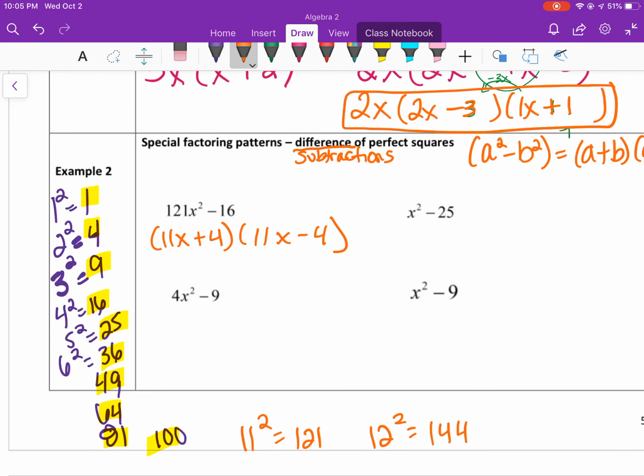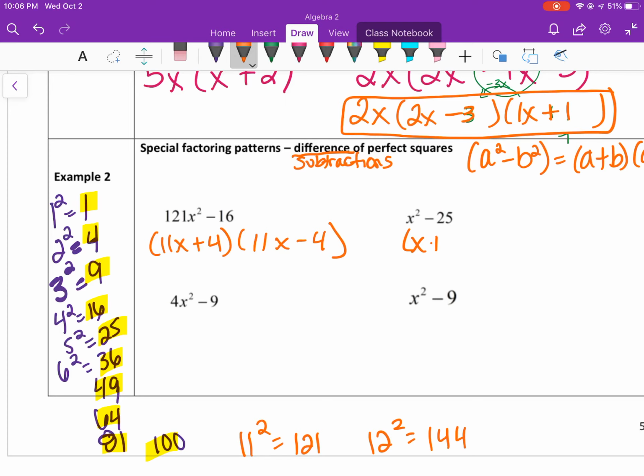Over here, x squared minus 25, this one will factor to x plus 5 and x minus 5, since 5 times 5 is 25. So you can always test that by multiplying it back out. Like x squared, you're going to get plus 5x minus 5x minus 25. And with the difference of perfect squares, these terms cancel and you're just left with the x squared minus 25. So that's why it ends up factoring like that.